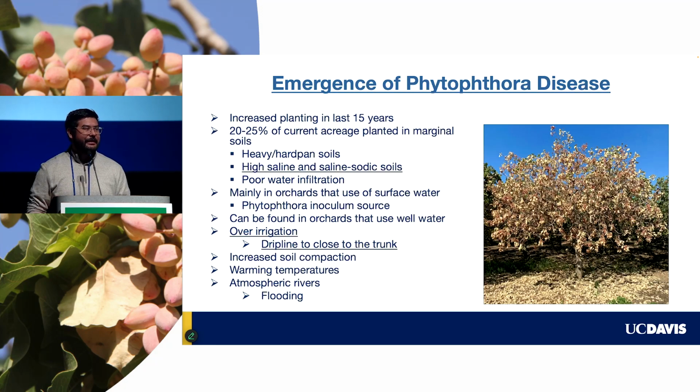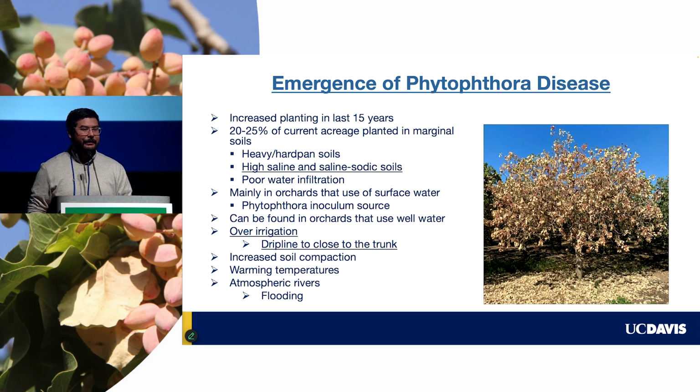And continue discussing why we see this emergence and continuing issue of Phytophthora disease. As more pistachios are planted, most of these new plants could be going into this marginal soil that are heavy hardpan soils that are high in saline and saline sodic soils. And what this means is there's poor water infiltration. So you're getting that standing water at that soil level that is going to be benefiting Phytophthora diseases.